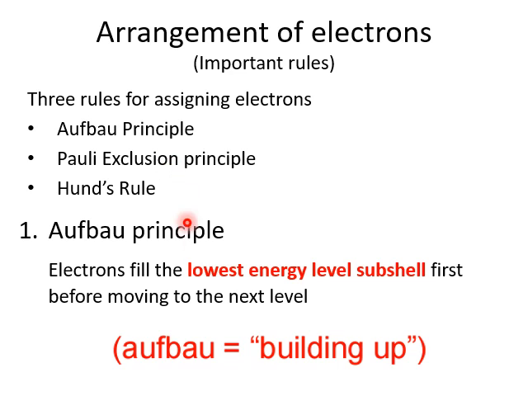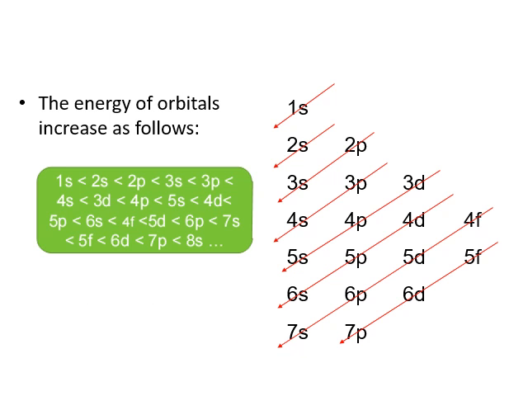The Aufbau principle: electrons fill the lowest energy sublevel, or subshell, first before moving up to the next level. Aufbau means building up, so you must follow the levels. The lowest level must be filled first before going up. So 1s must come first, then 2s, then 2p, followed by 3s. 3s goes to 3p and 4s, then followed by 3d, 4p, 5s, 5d, and so on.